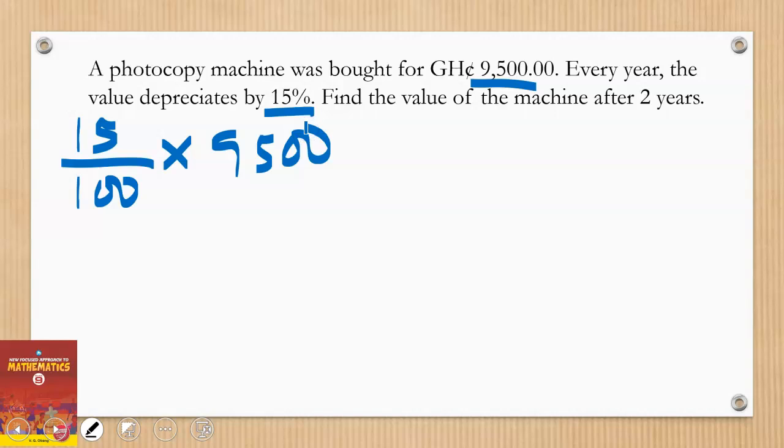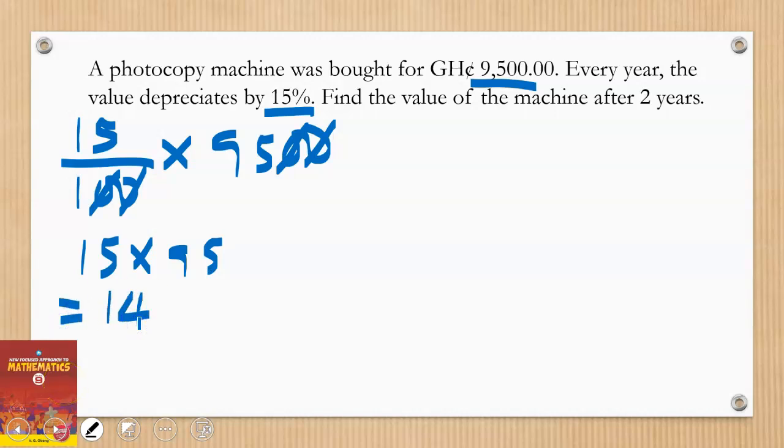15 over 100 times 9,500. Now, when I do the cancellation, I have 15 times 95. So 15 times 95 will result in 1,425. Okay, so this is the 15% of that. That means at the end of 1 year, the machine has depreciated in value by 1,425.